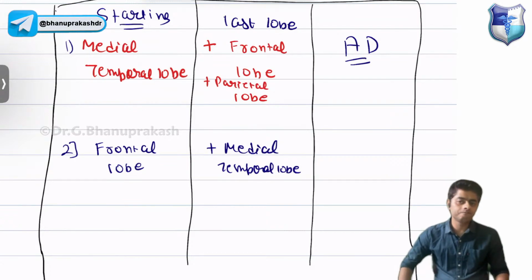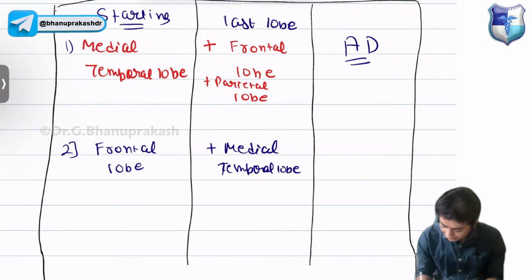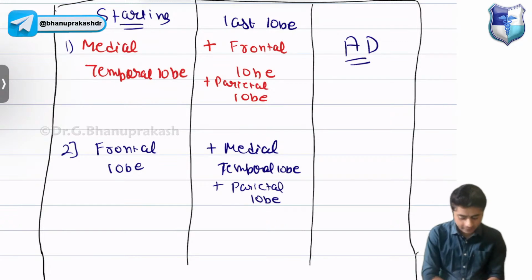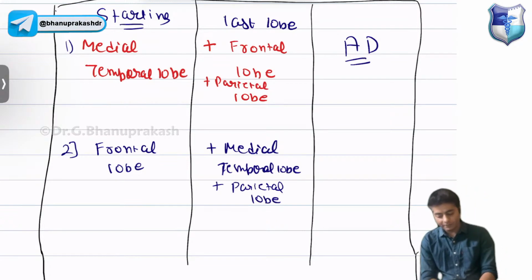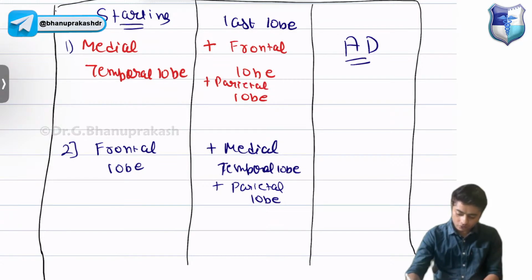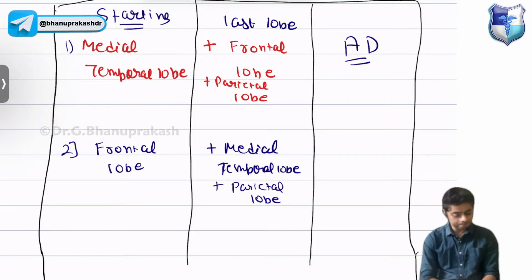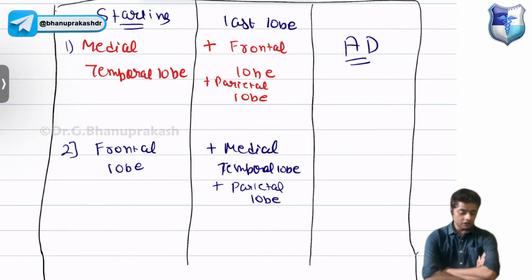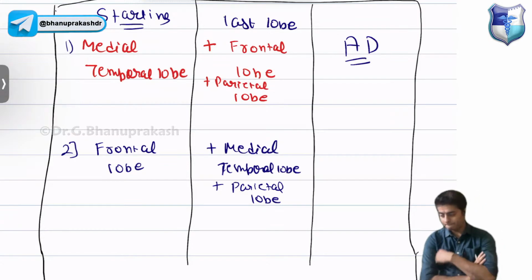No, it is not FTD. Okay, I will give you a clue. It is the medial temporal lobe plus the parietal lobe. Now tell me. Frontal lobe, now medial temporal lobe plus parietal lobe also. Tell me now which lobe is involved.